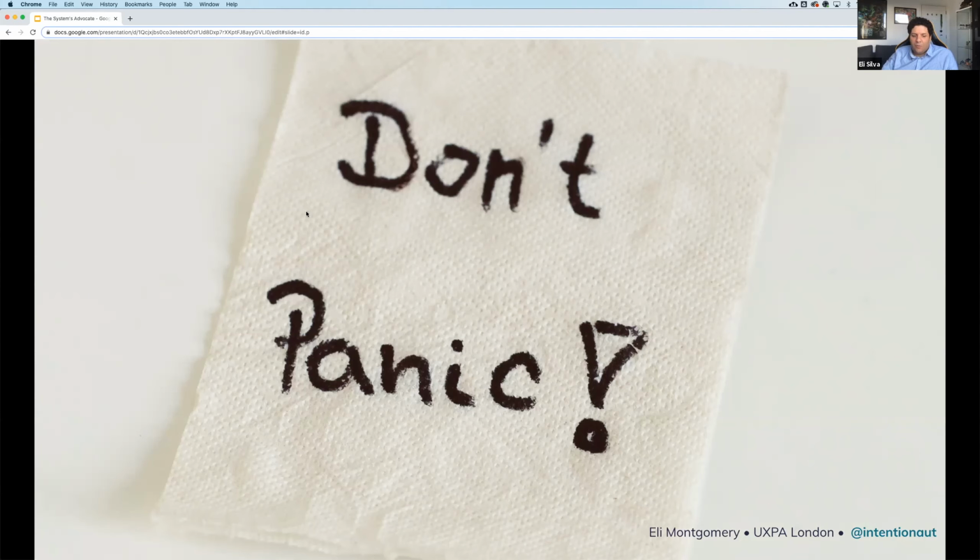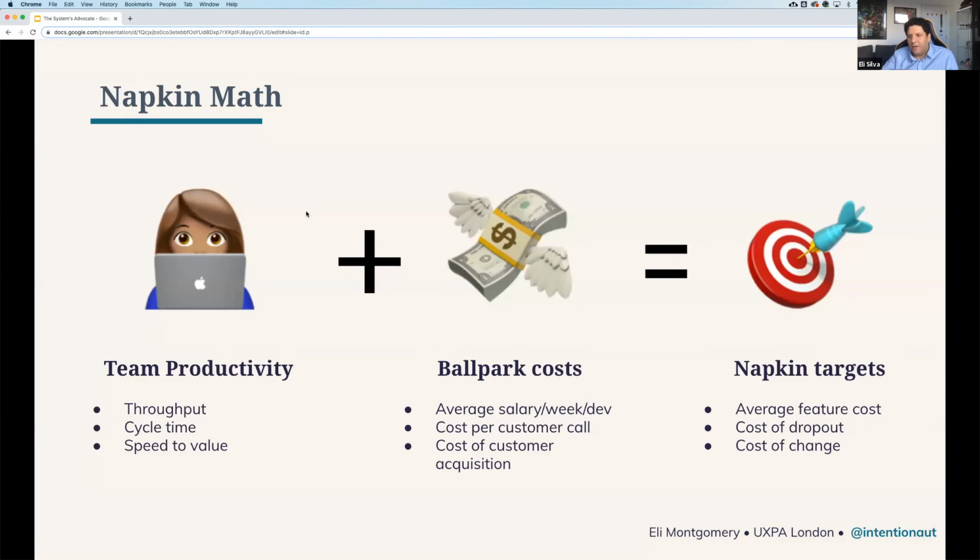But napkin math can really help you when you're thinking about indicative metrics, or essentially compass-level metrics that give you direction, but not necessarily turn by turn plays. And so here's a little bit of napkin math. When you think about napkin targets, things like team productivity, which we just took a look at, plus some ballpark costs, either average weekly salary per dev, or cost per customer call, or cost of customer acquisition. When you start to add those things together, you can either price the features as they currently are and then set a target on that.